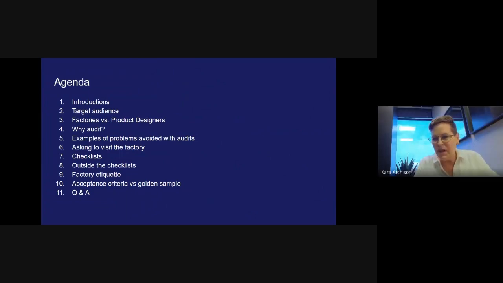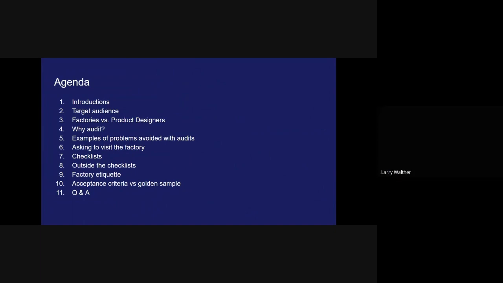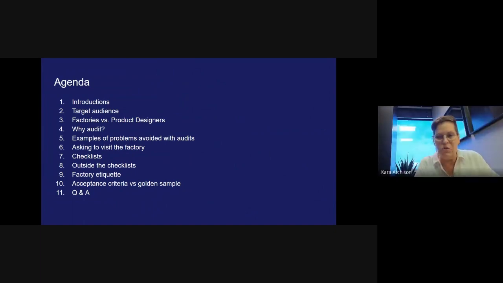Checklist topics that I always ask, and it's a minimum list. This is an overview type thing. And then other things I'm looking for while I'm doing the checklist. I like to leave enough time to observe, and we'll talk about that more. Factory etiquette, they have their lunch breaks and break times. And this is a big one. It's a little outside of audits, but acceptance criteria versus golden sample. And then we'll leave some time for Q&A.